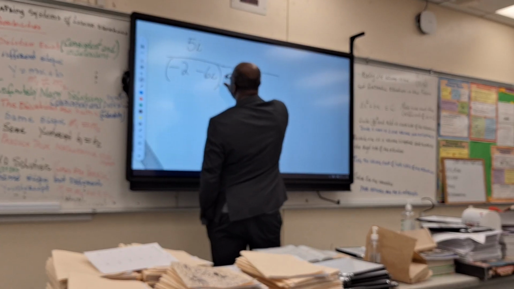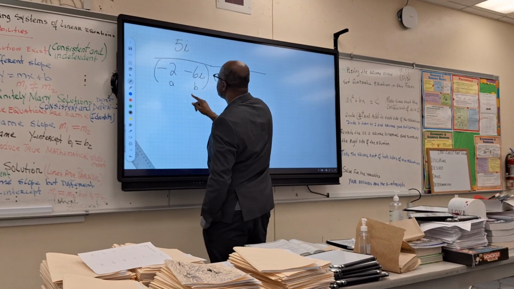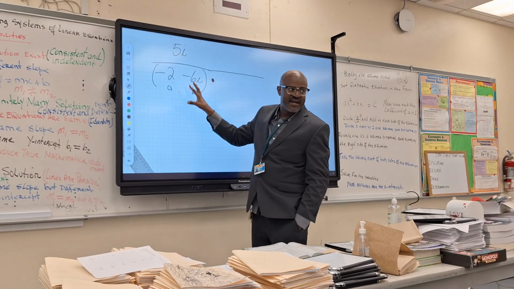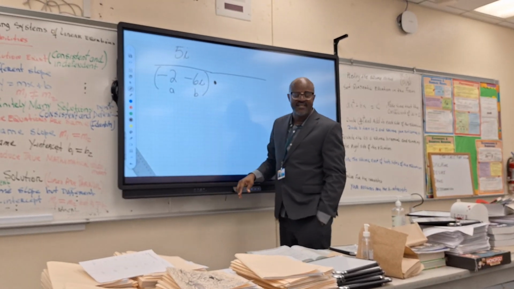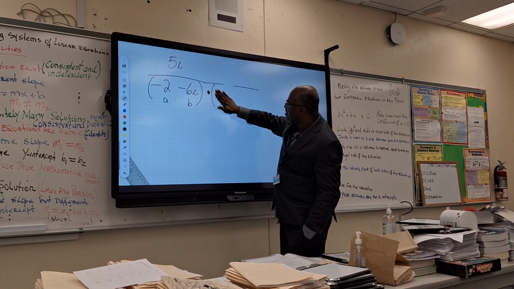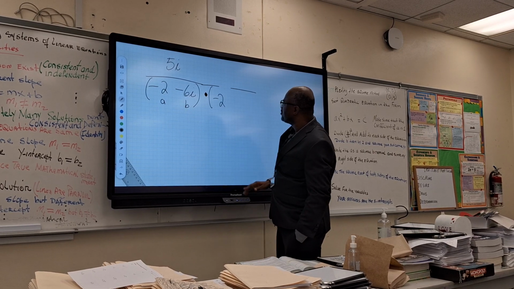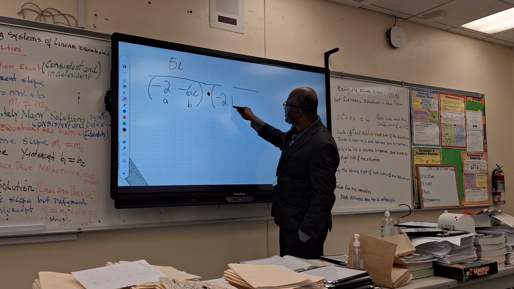We need to identify the conjugate of that term. This is your A. This is your B. For your conjugate, guys, the A term does not change. So this will become what? Negative 2. And this is where you do the opposite of your B term, which is what?